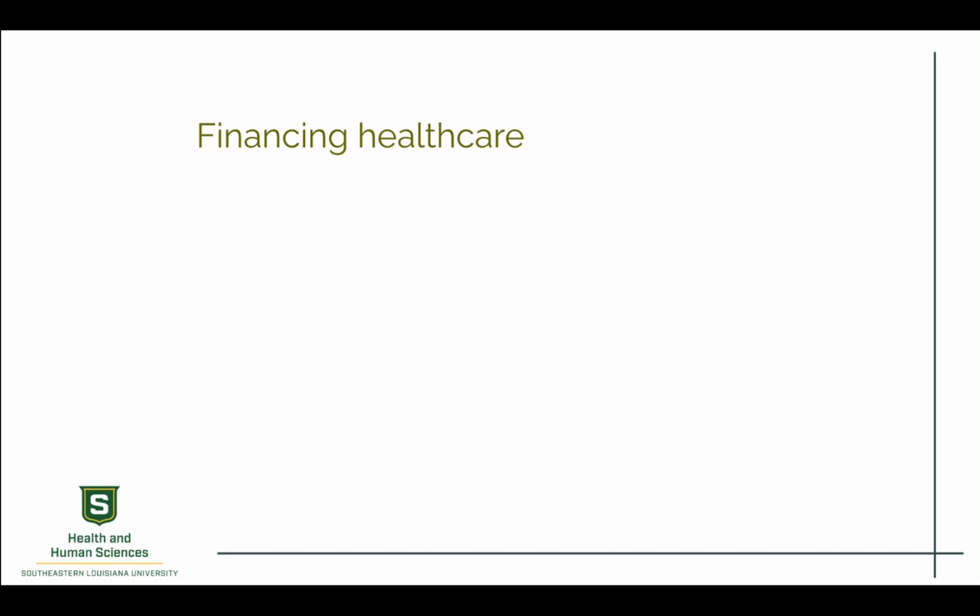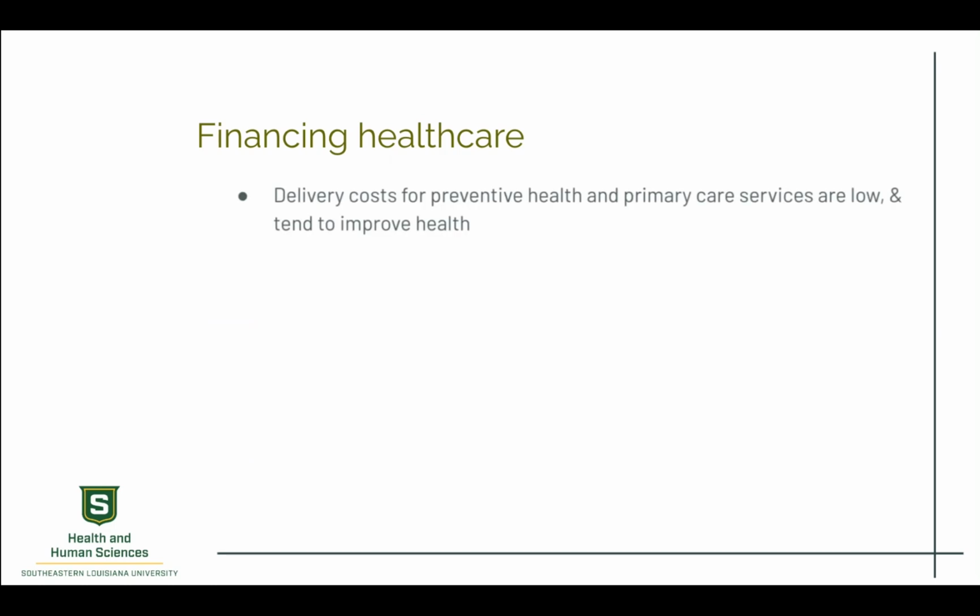So, a bit more to talk about healthcare financing. The delivery costs for preventive care or primary care are low and tend to have much better healthcare outcomes than, say, tertiary care or secondary care. And that is one of the reasons why the US is seeing worse health outcomes than other countries where a lot of health spending goes into preventive care.